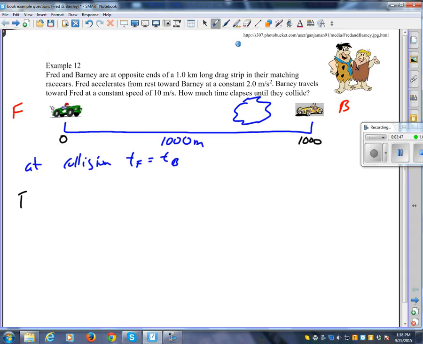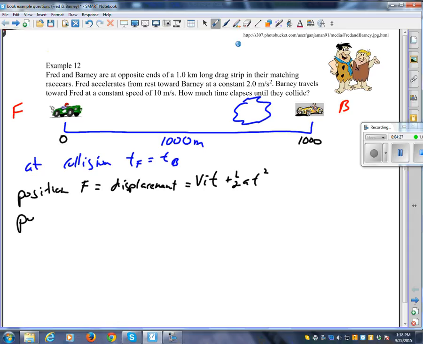So Fred, let's just say position Fred, position F is equal to his displacement. Right? Whatever change in position, that's his position. And because he's accelerating, his displacement is d equals v_i t plus 1/2 a t squared. Fred's position is equal to his displacement, which is equal to v_i t plus 1/2 a t squared.